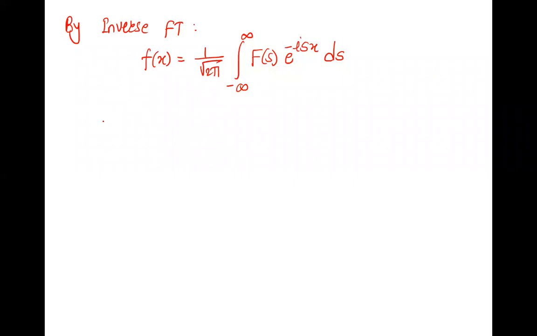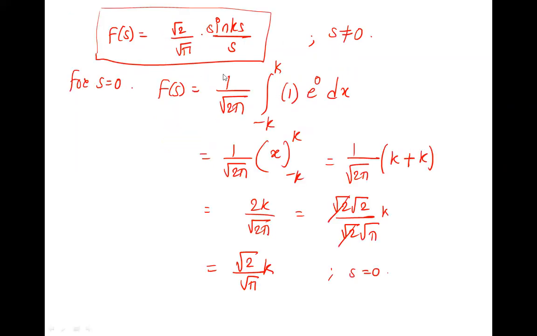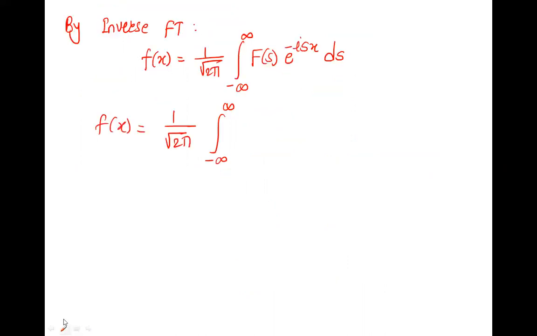Substitute the value. So f of x is equal to, we are not now writing for s equal to 0, we'll write in general, minus infinity to infinity. What is the function F of s? This is your F of s: root 2 by root pi sine ks upon s, into e raised to minus isx ds.